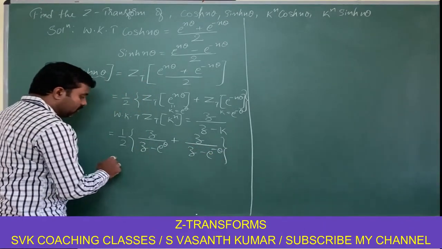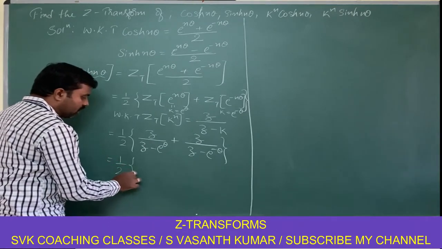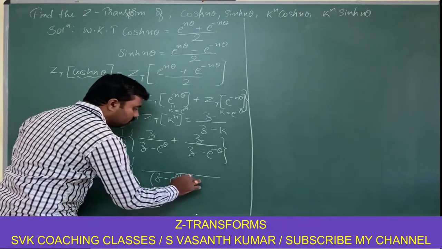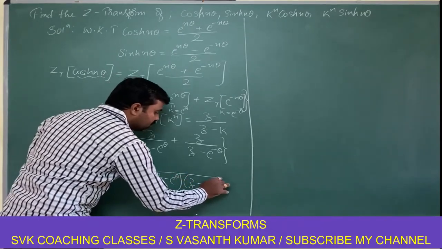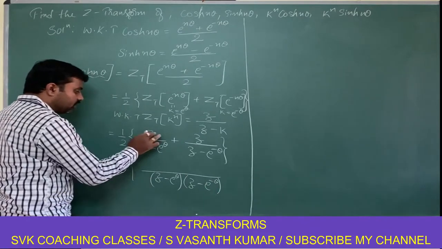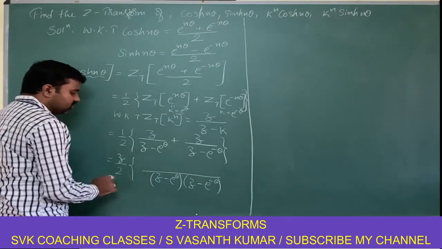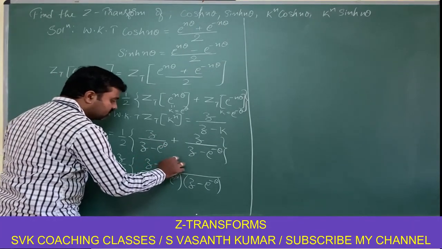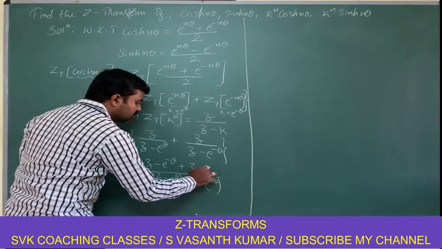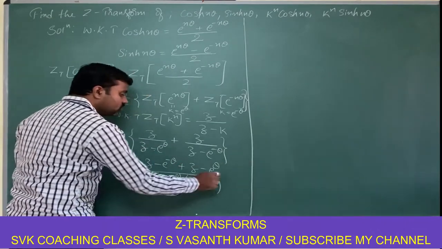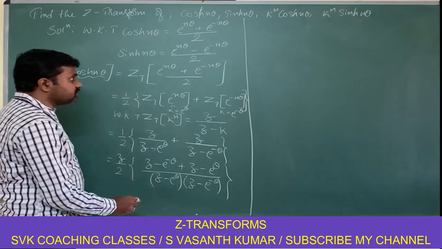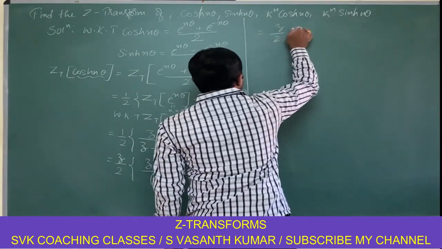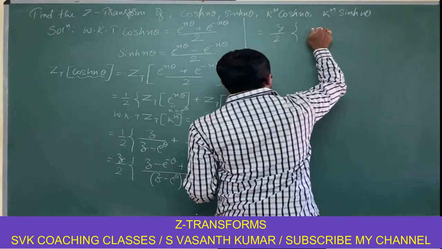So now taking LCM, 1 by 2 times z minus e power theta into z minus e power minus theta. Here in the numerator, you can take out z as common. So multiply the numerator by z minus e power minus theta plus z minus e power theta. Simplifying this part, z by 2 times z plus z is 2z.